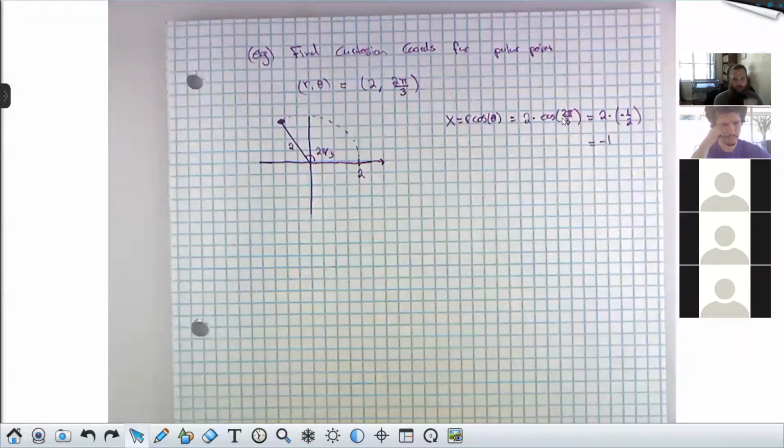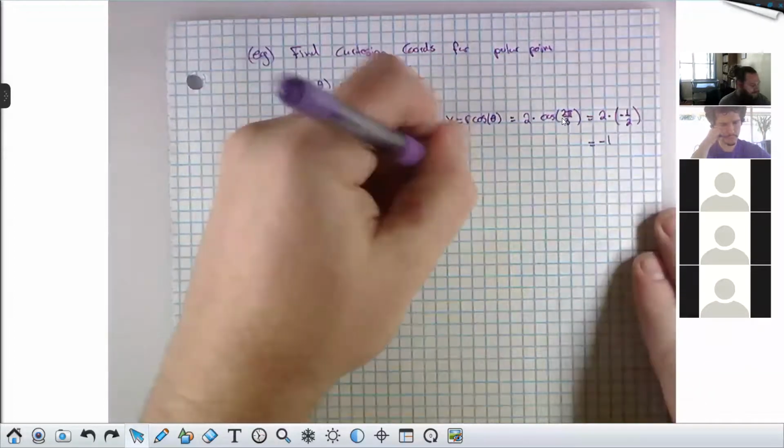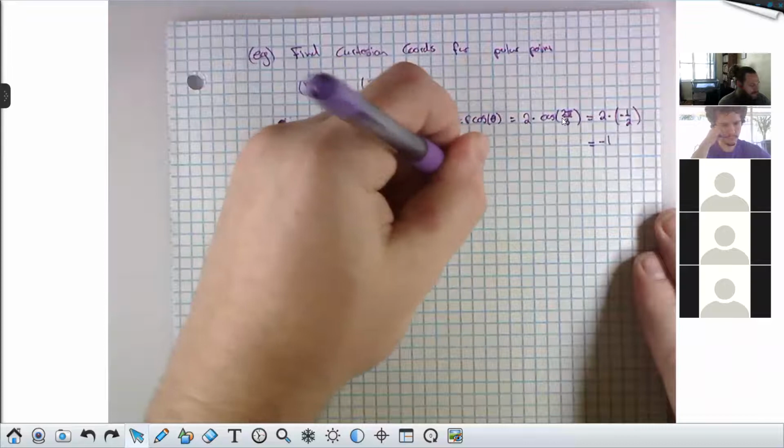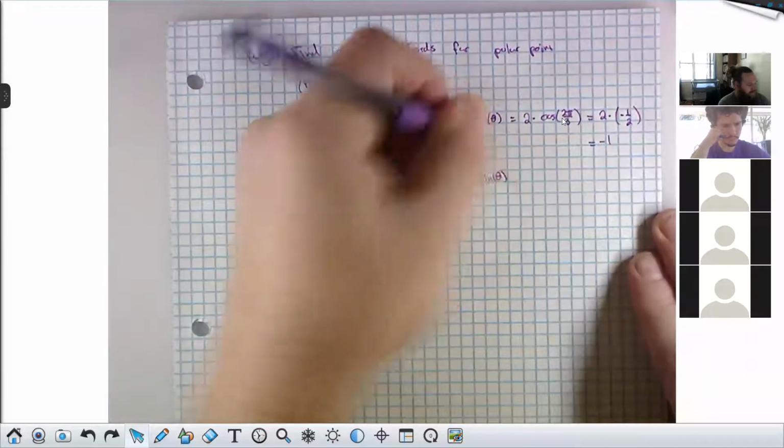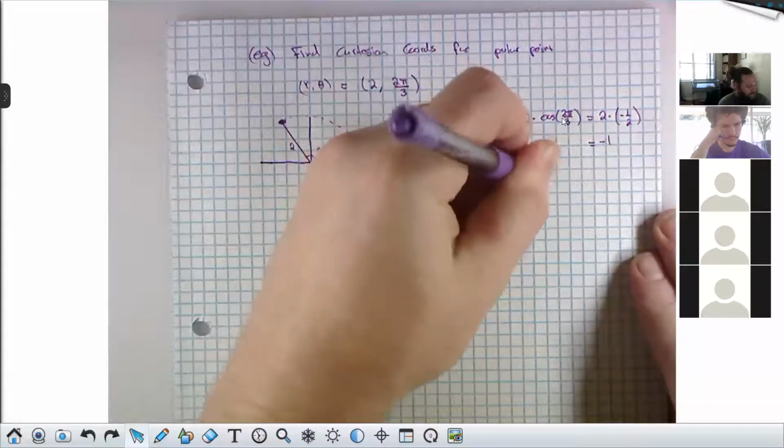But that root 3 over 2, that's going to be important here in a minute, because y is r times the sine of theta. And again, r is still 2.